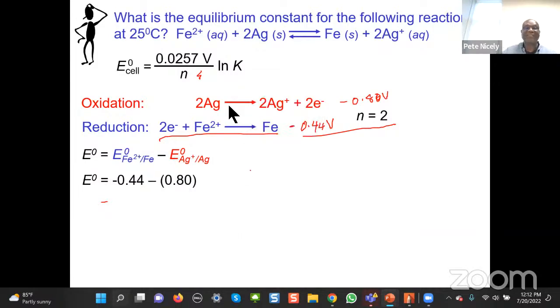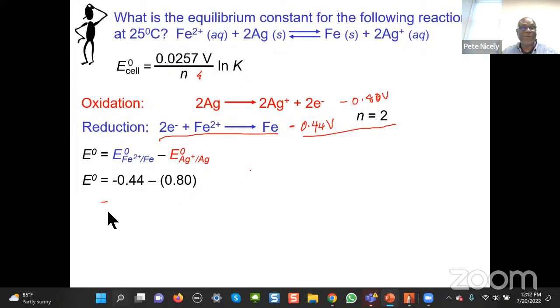Okay, so basically, we identified the iron half cell as where the reduction takes place. So that's the cathode, so that's minus 0.44 volts. And then you subtract from that the value for the oxidation, or the anode half cell, which would be 0.80. I just looked it up and I confirmed that this is correct.